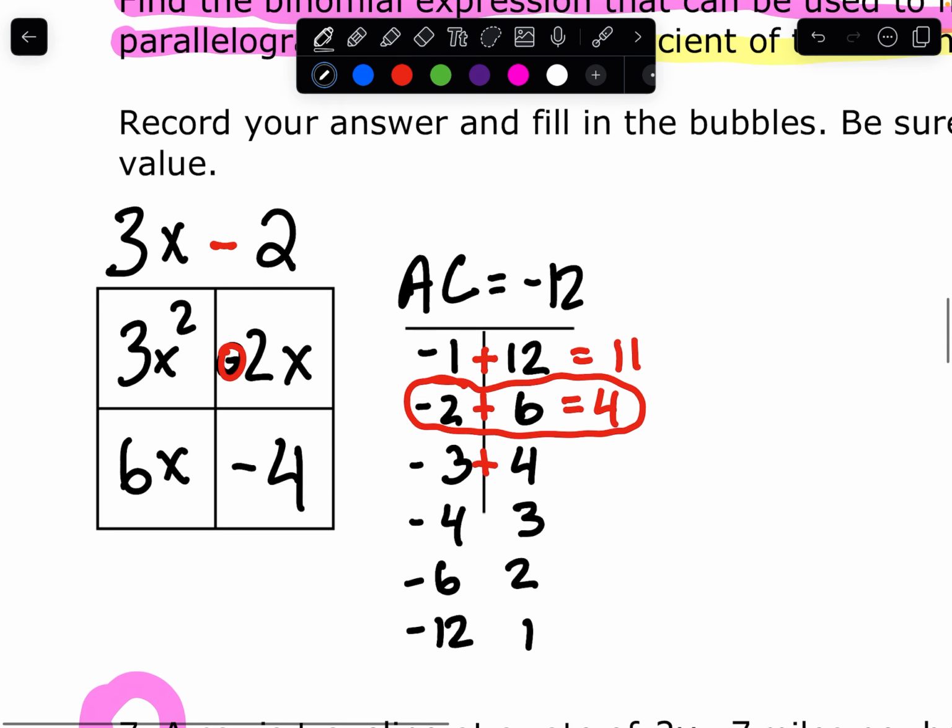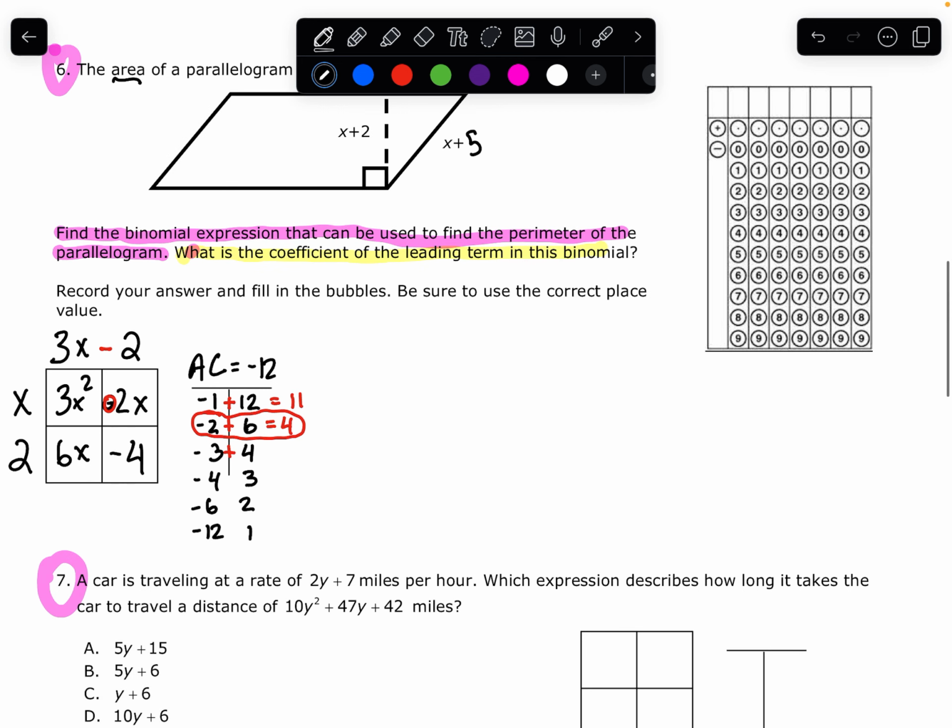And then I have 2 and negative 4. Biggest thing going into both those is 2. If I'm looking at 3 and 2, the biggest thing that goes into both of those is 1, right? But I have x squared and x. So I have x. And then I have 6 and negative 4. The biggest thing that goes into both of those is 2. So my answer, if I'm looking at it, is 3x minus 2 times x plus 2. Okay.